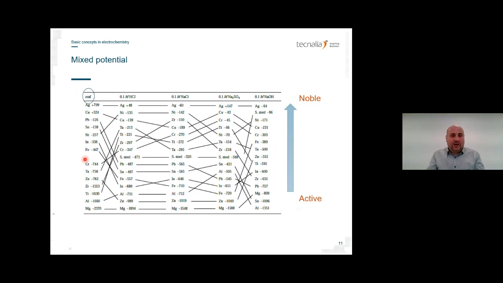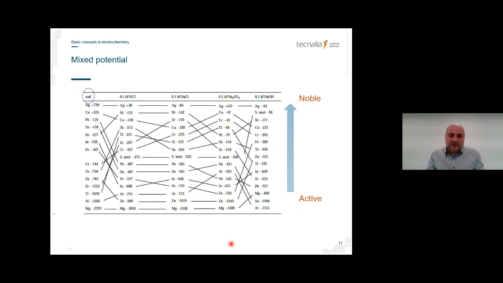When we put in another medium, for example 0.1 M HCl, we see that the order between the materials is changing, and it's changing again when we go to sodium chloride, and again when we go to sodium sulfate, and it changes again when we go to an alkaline medium, in sodium hydroxide.